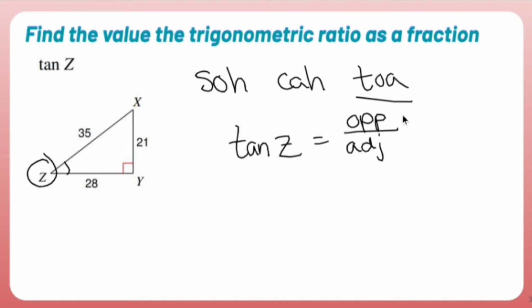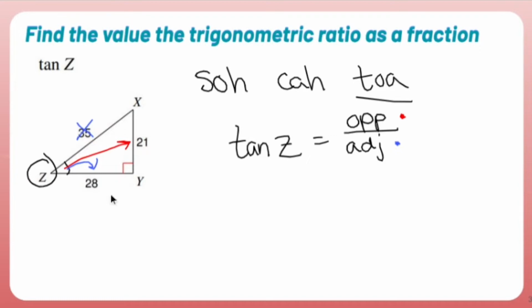So the opposite side is going to be the side opposite of Z, which is 21. The adjacent side is going to be the side next to it. And if you're thinking 35 and 28 are both next to it, yeah, but 35 is a hypotenuse. We want the side next to it that's not a hypotenuse.